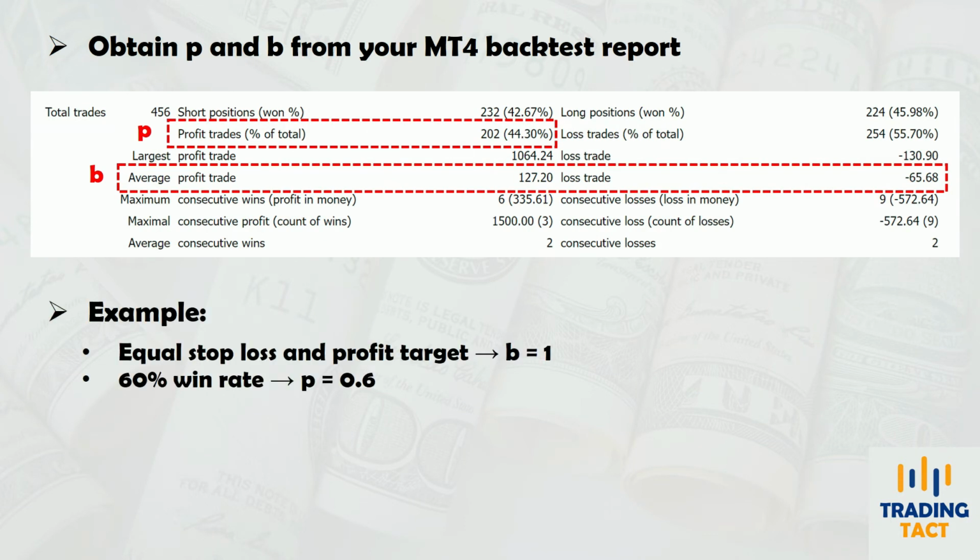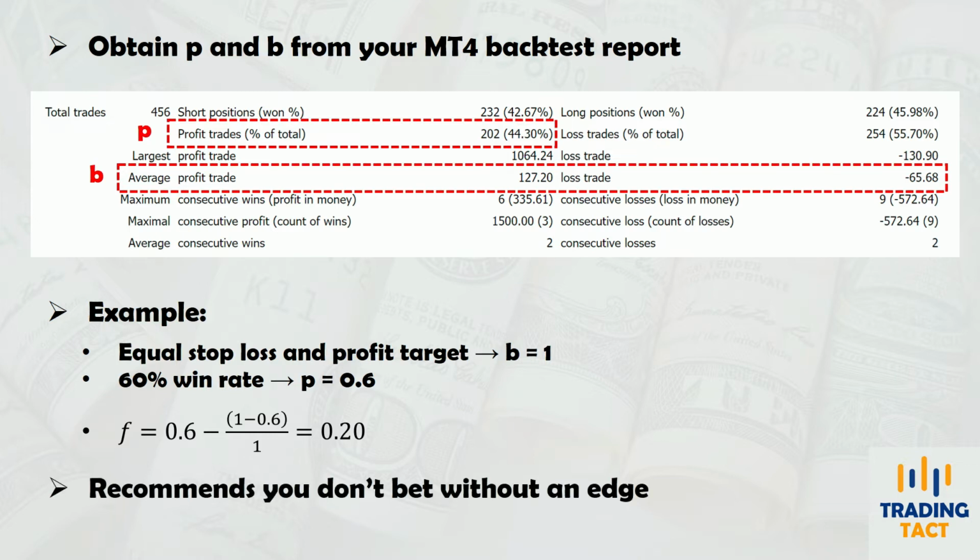So if you have an equal stop loss and profit target and a 60% win rate, the Kelly Criterion recommends that you risk 20% of your capital per trade. If your strategy's expectancy, or average trade, is 0, the Kelly Criterion wisely gives you a position size of 0.